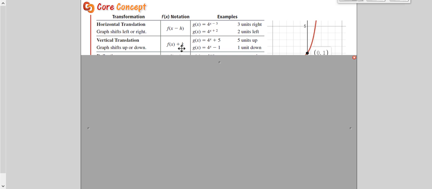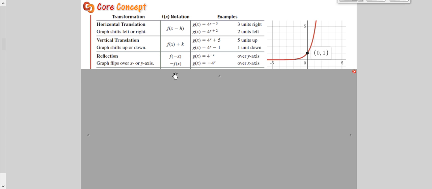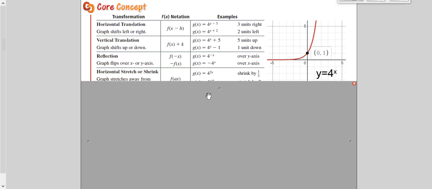Vertical translation: k. K is the vertical. H is horizontal. H is in the house. So if we add a 5 or have a minus 1 out here, that's going to go up or down. Multiplying x by a negative is a reflection over the y-axis. Multiplying the entire function by a negative, whatever you're starting with, is a reflection over the x-axis.